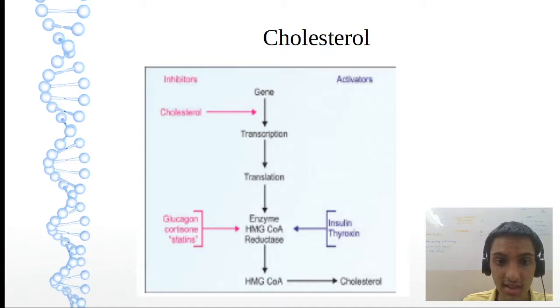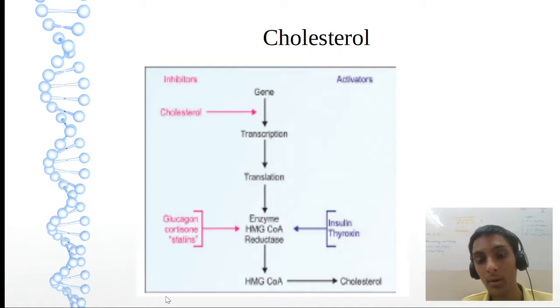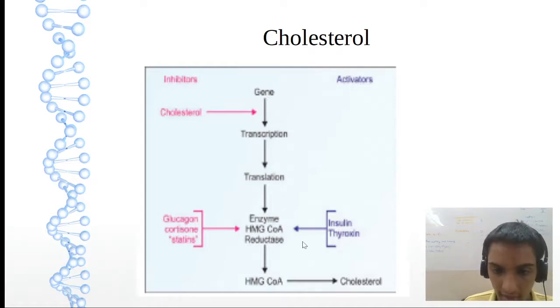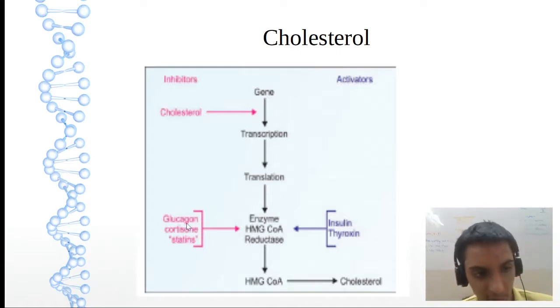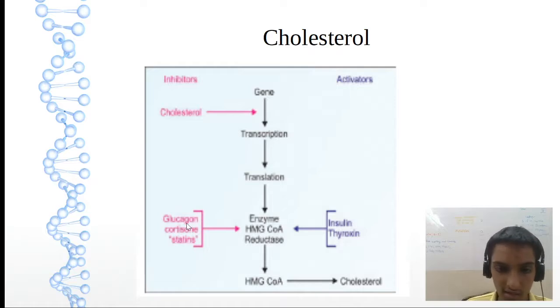Now let us see the regulation of cholesterol biosynthesis. So we can see here the HMG-CoA reductase. This was converting HMG-CoA to mevalonate, right? It will be stimulated by insulin and thyroxine. It will be inhibited by glucagon and glucocorticoids. And through transcription we'll get it, that is transcription.